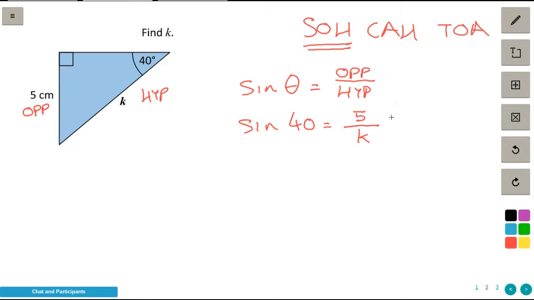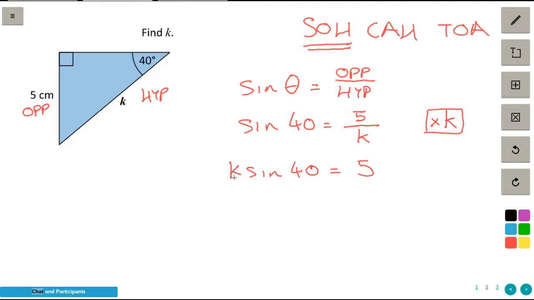So, as we did in the previous example, we stop the fraction from existing by multiplying by the denominator. As soon as we multiply by the denominator, it goes to being a single line equation with what was the denominator now on the top on the other side. So multiplying by k will give us k sine 40 equals 5.